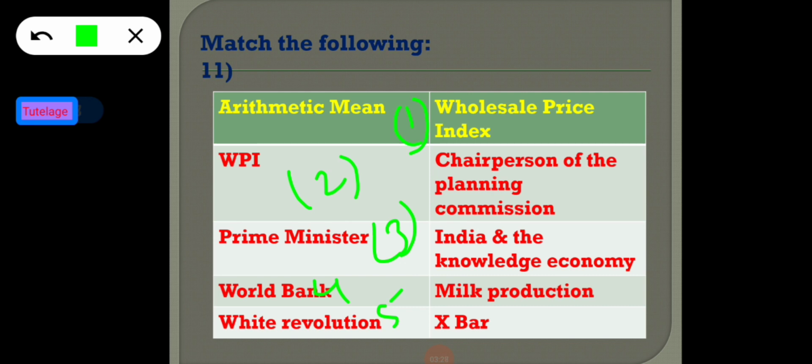Clear? So arithmetic mean is related to the x bar, because arithmetic mean is basically denoted by x bar. Now going to the second, that is the WPI. WPI is a wholesale price index. So obviously this is related to wholesale price index, which is the full form of WPI.